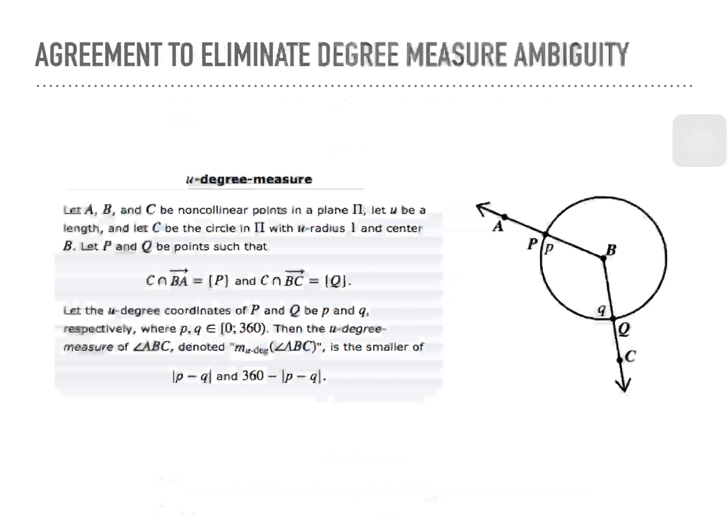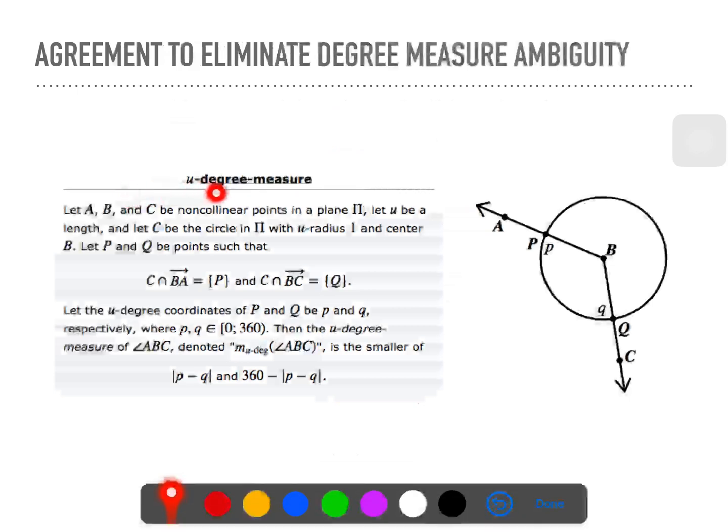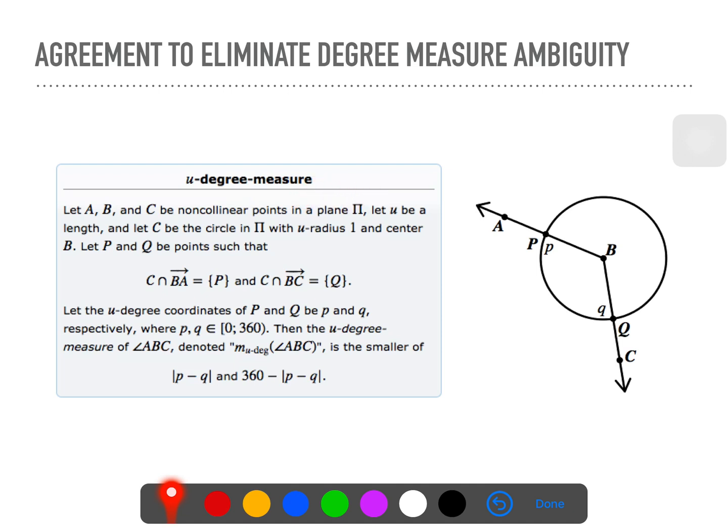Now we'd like to come up with an agreement to eliminate the degree measure ambiguity. So let's take a look at what this is. Let A, B, and C be non-collinear points in a plane pi. So again, we're going back to this. We are defining A, B, and C as non-collinear points so we can form an angle with those. And let U be a length, and let C be the circle in pi with U radius 1 and center B. Let P and Q be points such that C intersect BA is P here, and C intersect BC is Q here.